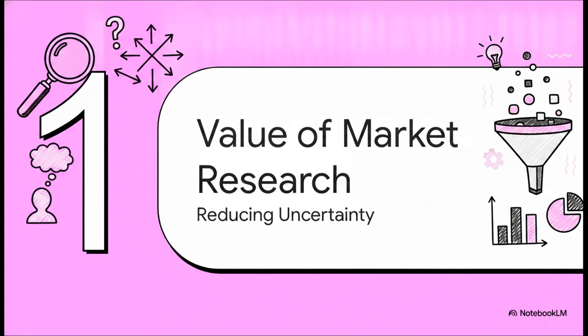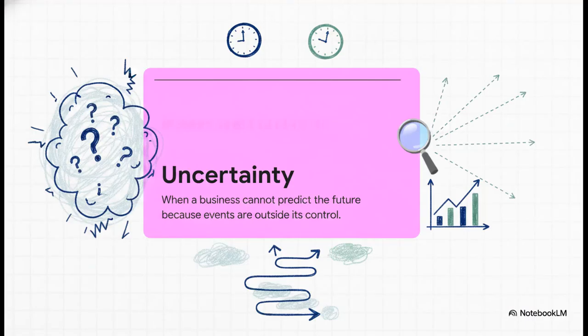Section 1. The value of market research. Here we're transitioning from broad concepts to the actual technical syllabus requirements. To really grasp the value of research, we first have to understand the enemy, and that is uncertainty. According to the formal AQA vocabulary, uncertainty is when a business simply cannot predict what's going to happen in the future because events are outside its control. This makes decision-making significantly harder because outcomes are unknown and they just can't be accurately measured.